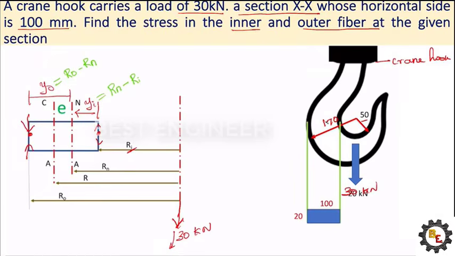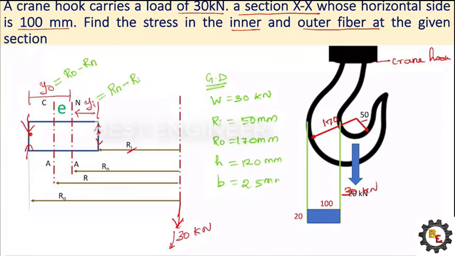Let's write the given data. Given data: load W equal 30 kN, inner radius equal 50 mm, outer radius equal 170 mm, h equal 120 mm, and breadth equal 25 mm. This value is 25, this one is 120.